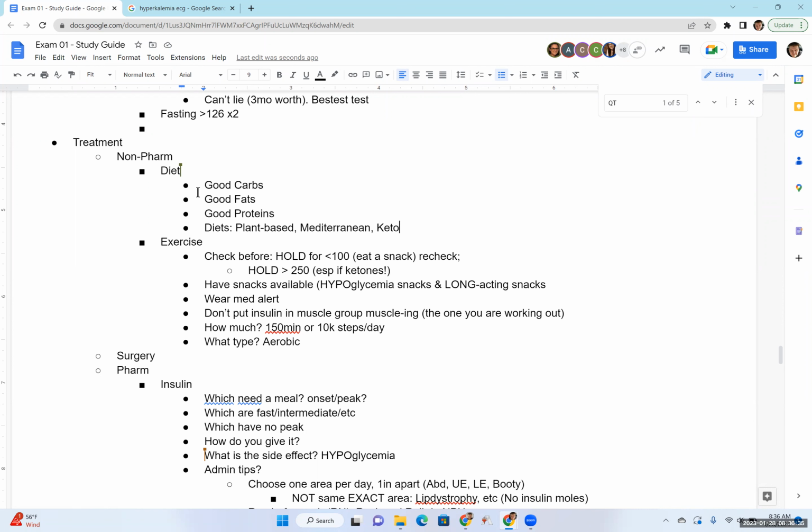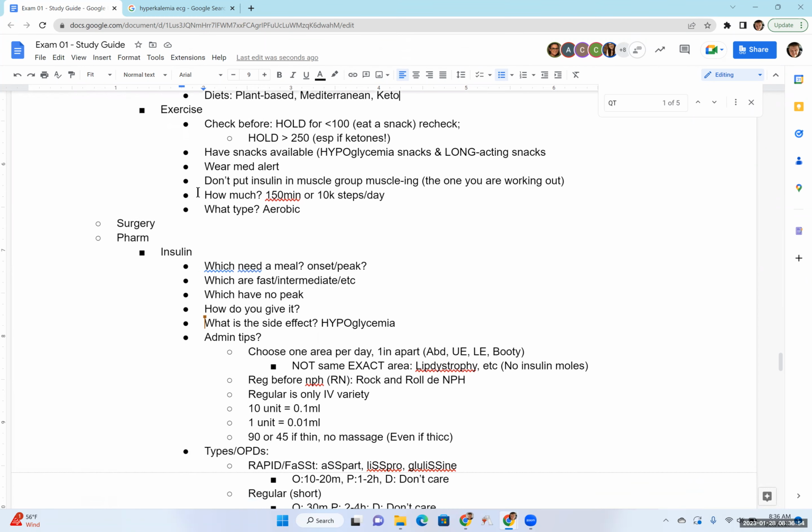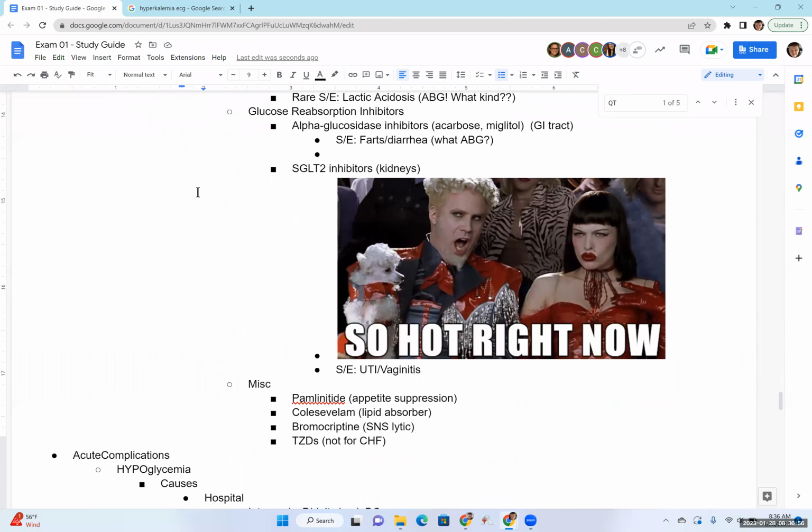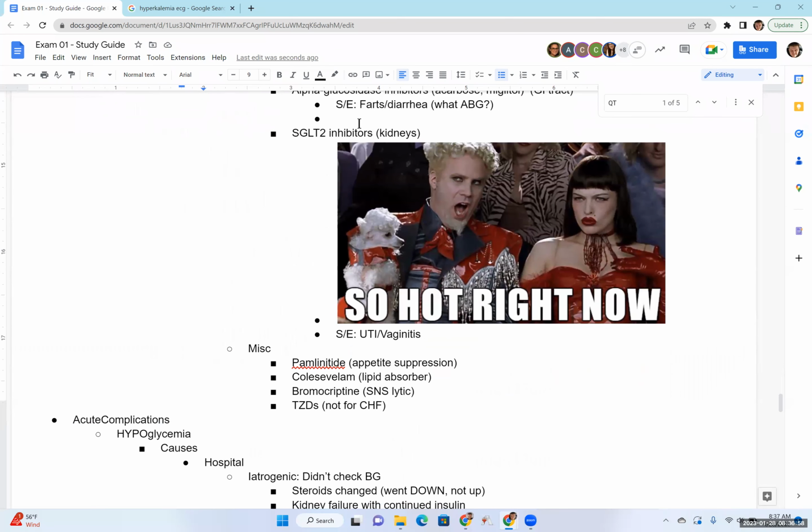Know when your meds peak. Don't put the insulin where you're going to use muscle. Bring a friend, and wear a metabolic bracelet and all that fun stuff. And they have to be exercising for how long? 150 minutes or 10K steps per day. So that's diet, exercise, and pharmaceutical stuff. What's so hot? SGLT2s, right? They're for CHF also.